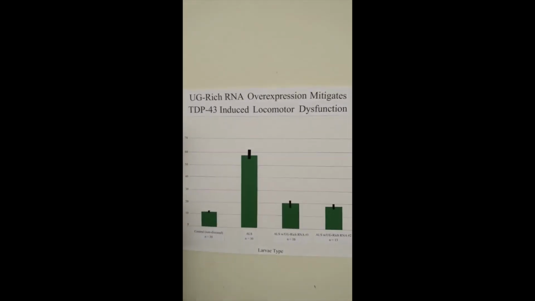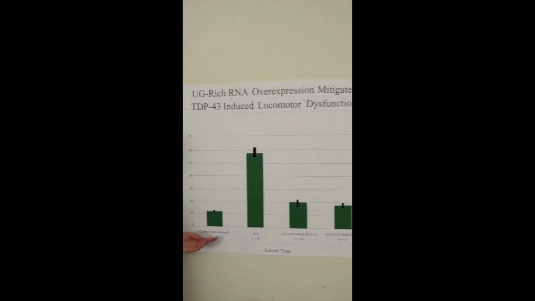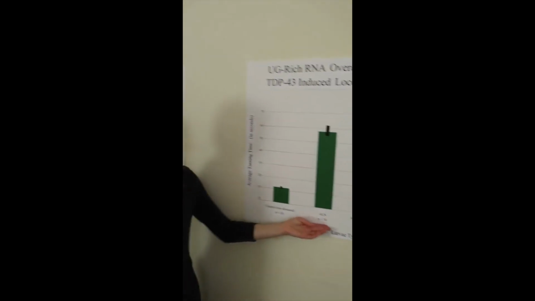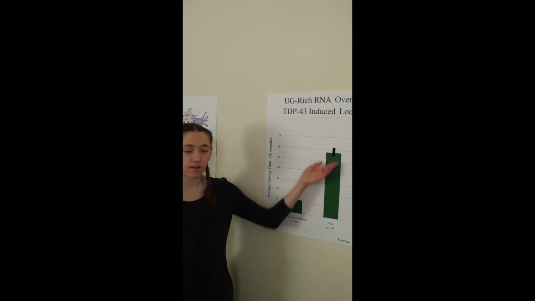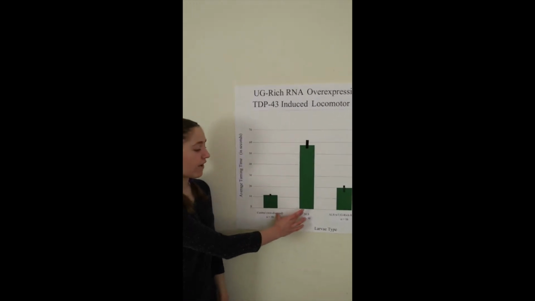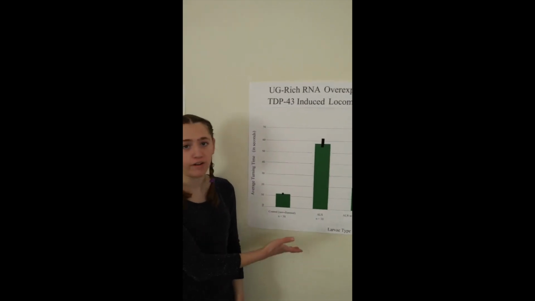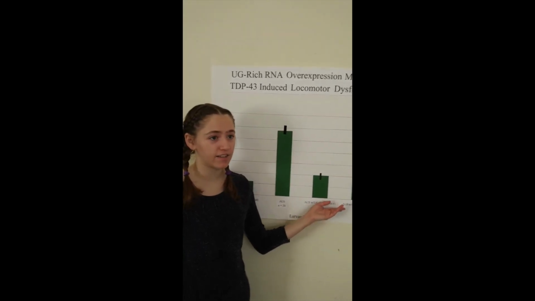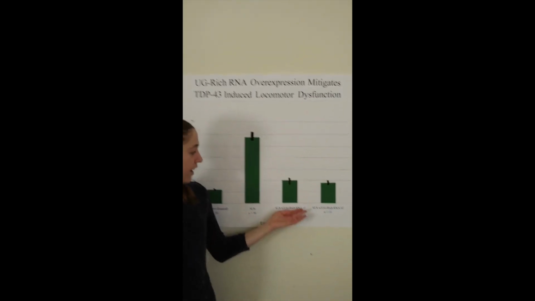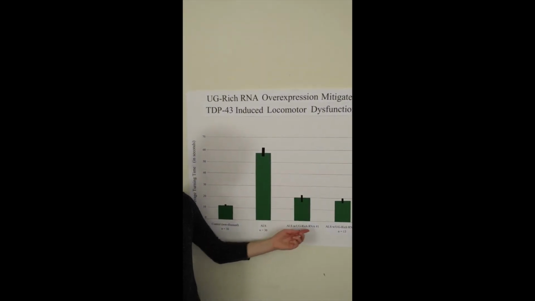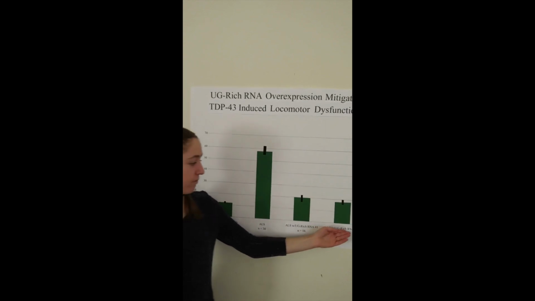As you can see, the healthy flies, the non-diseased flies, had an average turning time of a little over 10 seconds. The flies with only ALS had an average turning time of nearly a minute. As you can see, there is a huge difference between these 2 values, and it's clear that there was a loss in motor function. But when I turned the flies that had ALS in addition to the UG-rich RNA, we can see that the average turning time is closer to 20 seconds for the UG-rich RNA1 and about the same for the UG-rich RNA2.